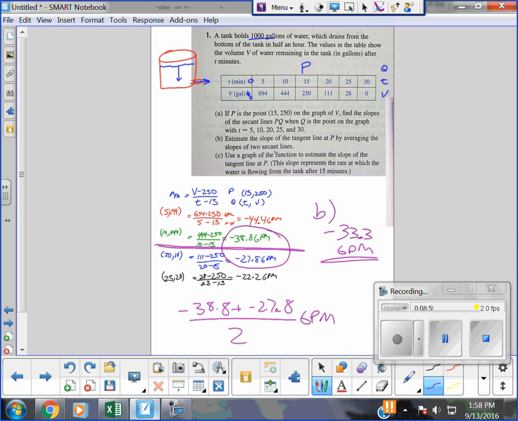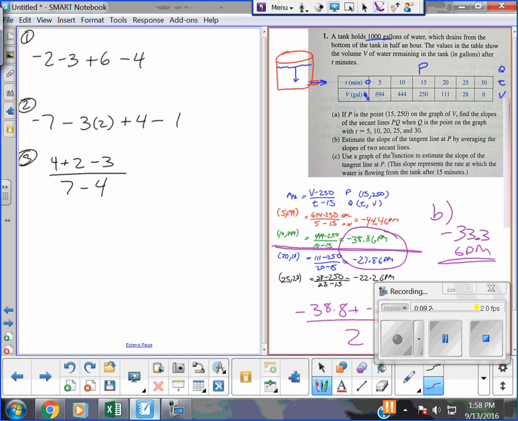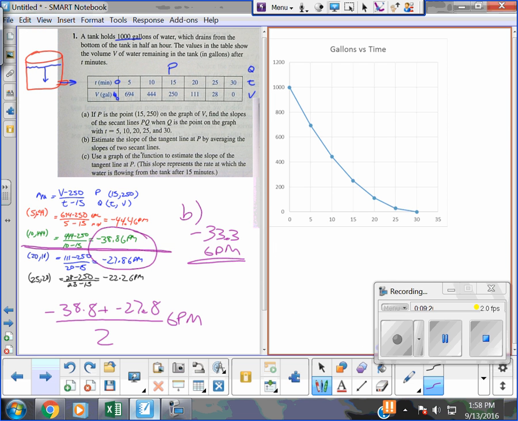Makes sense to me. Now, use a graph with a function to estimate the slope of the tangent line at P. This slope represents the rate at which the water is flowing from the tank at 15 minutes. We got negative 33.3 by taking the average of the two secant lines on each side. I'm going to show you on a graph what that looks like. From 15, this line was negative 38.8. This line is negative 27.8. When we averaged them, we got negative 33.